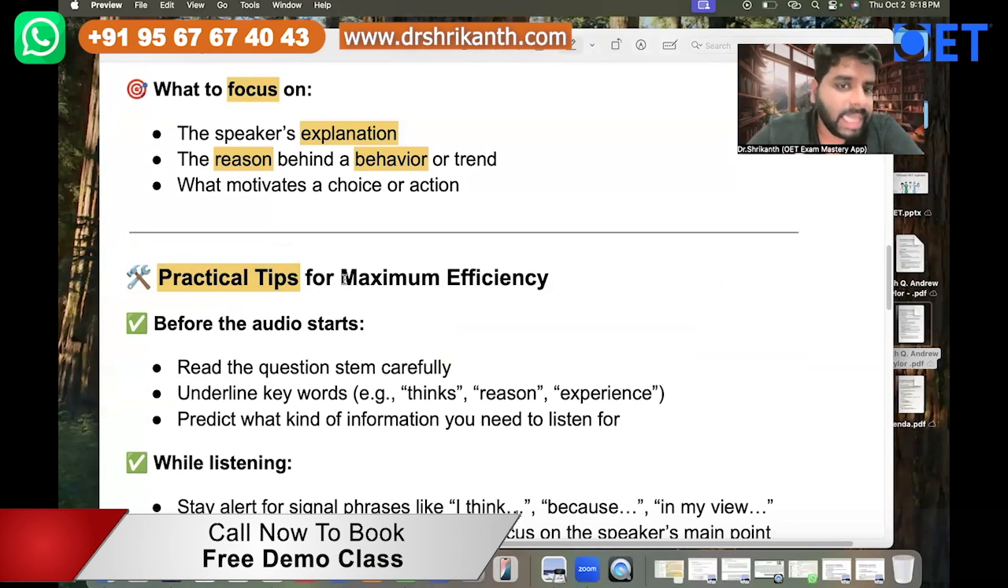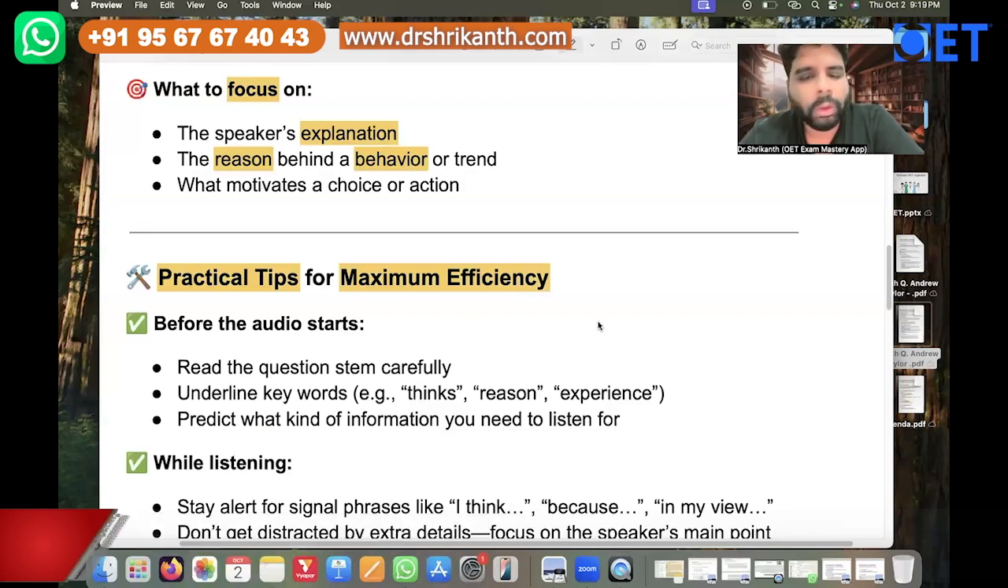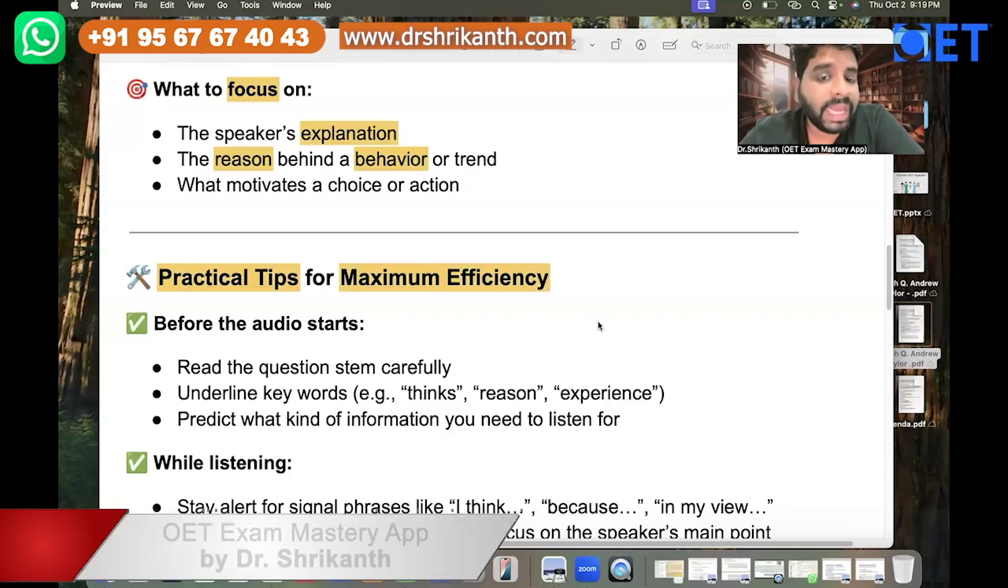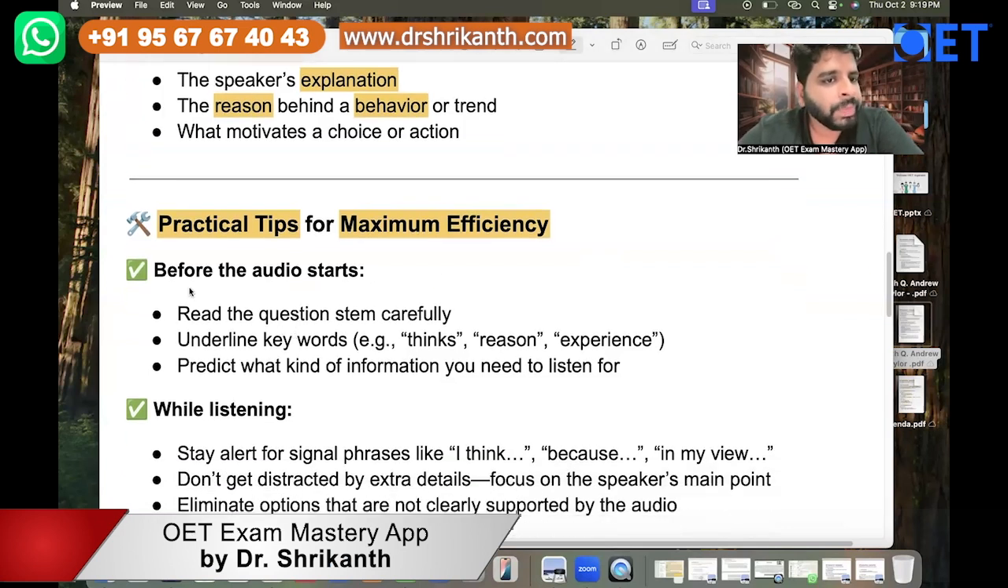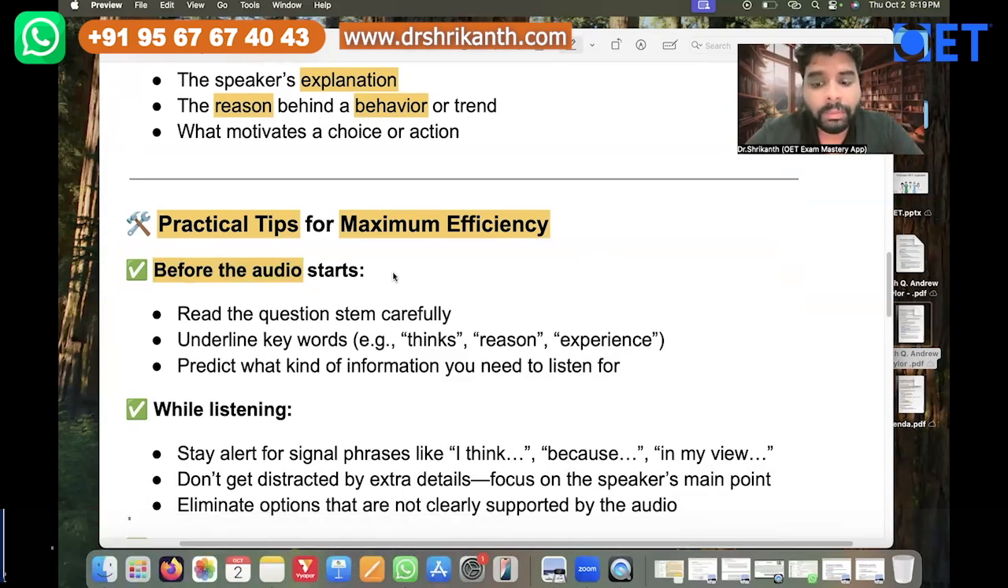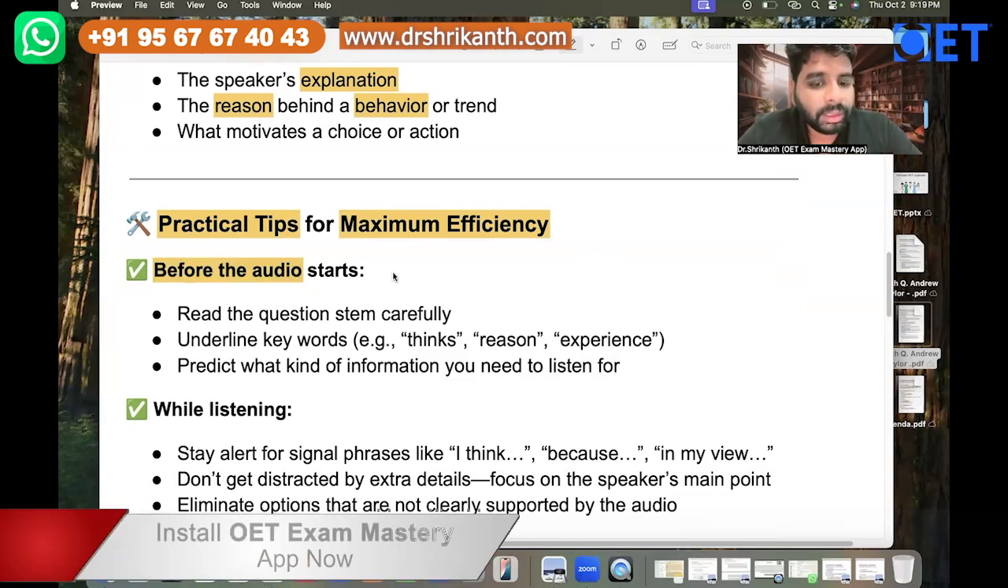On your examination day, that is the most important thing. The knowledge that I'm giving you should help you. It should give you maximum efficiency. So let's talk about the practical tips here. In yesterday's session, we talked about effective pre-listening skills. That is, even before the audio begins, the skills and strategies begin.